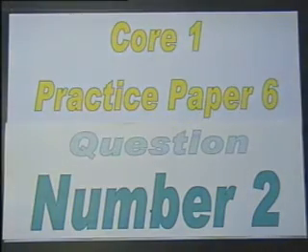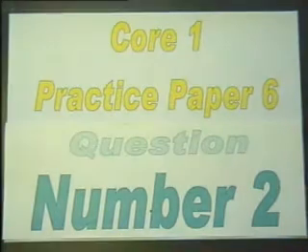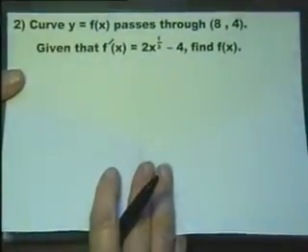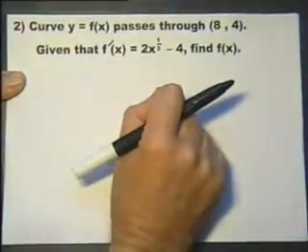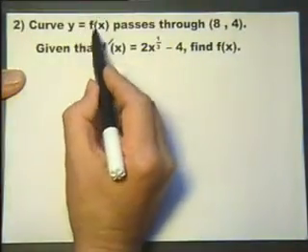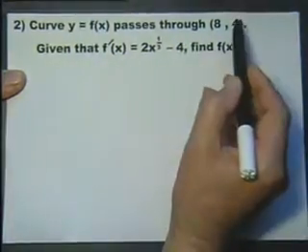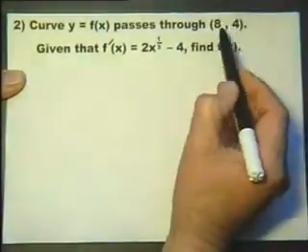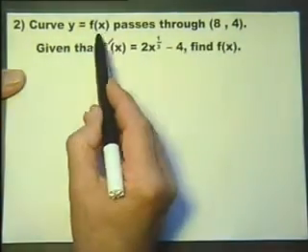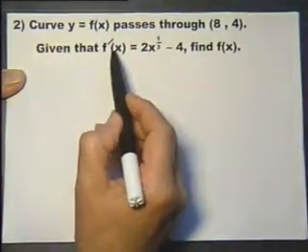Core 1, practice paper 6, question number 2. We've got a curve with the equation y equals some function of x, and we're told it passes through this particular coordinate. We're given the f dash of x, in other words the equation for the curve differentiated.